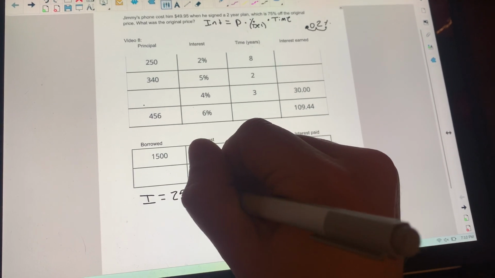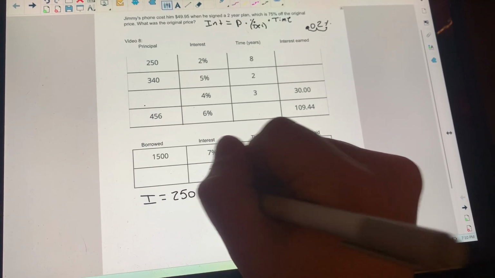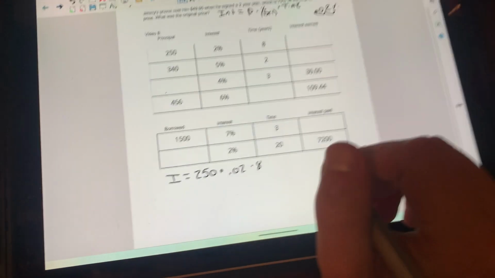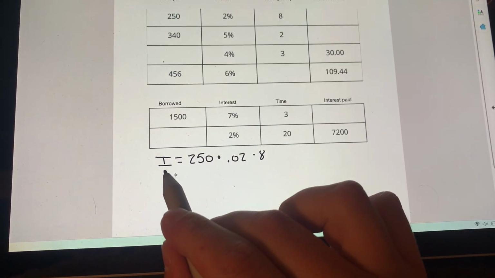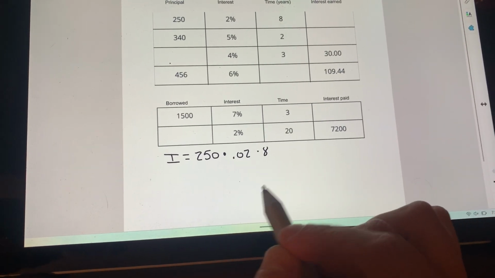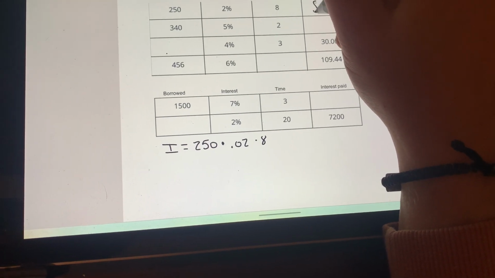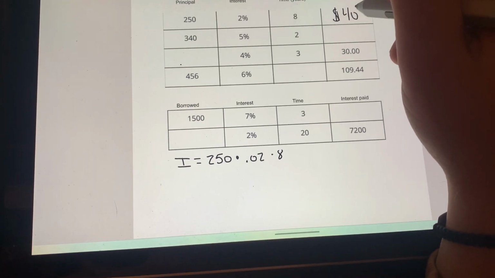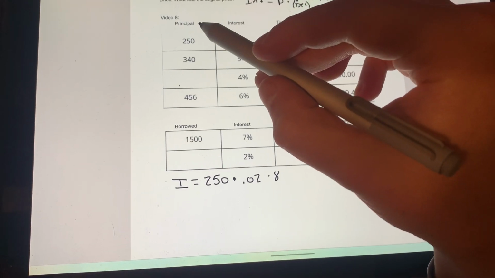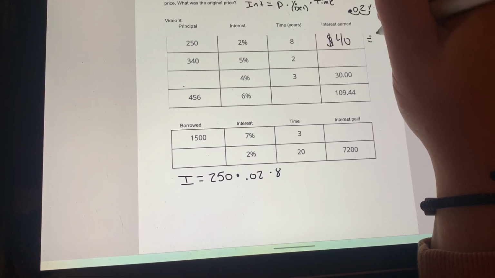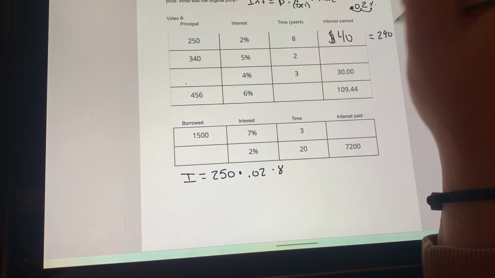So I'm going to go 250 times 0.02 times 8 years. Now, if I put that in my calculator, because my variable is already by itself, I can just go 250 times 0.02 times 8. That is going to get me $40. Now, that's how much interest I earned. That means my principal plus my interest, which is now how much I actually have in my bank account, would be $290.